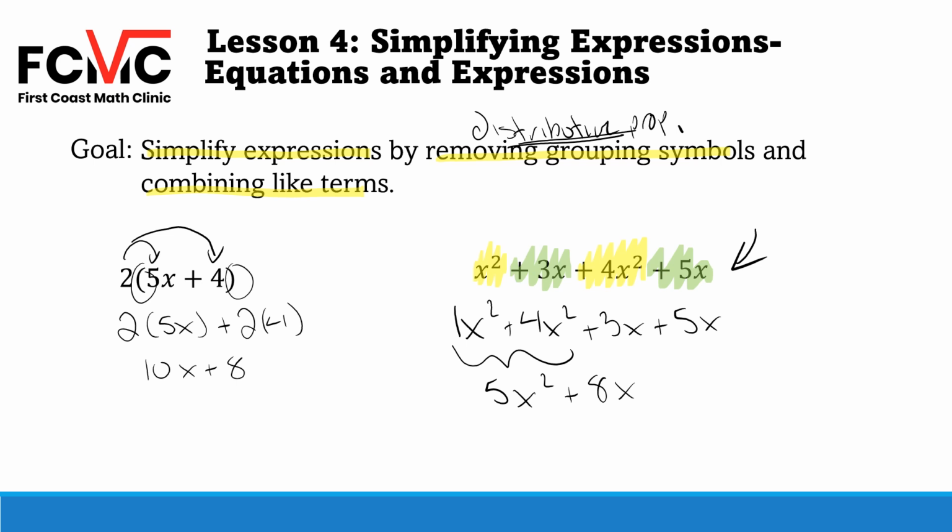So in the examples we're going to do today, we're going to simplify our expressions by doing both, by removing our grouping symbols using a distributive property and then combining our like terms. Let's get into some examples.